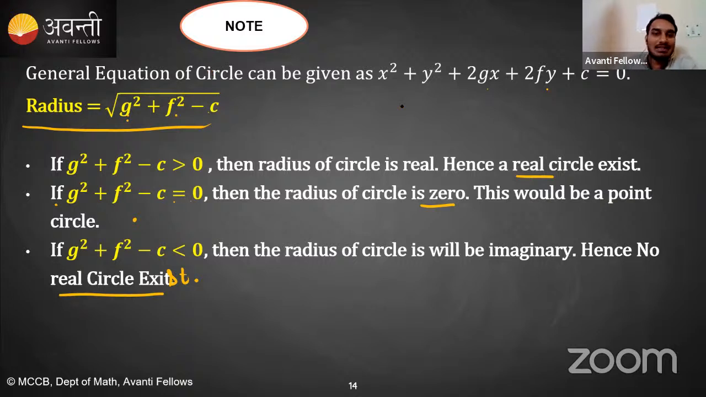So if the equation of a circle is given, just by looking at the radius you can comment on whether the circle is real, imaginary, or a point circle.